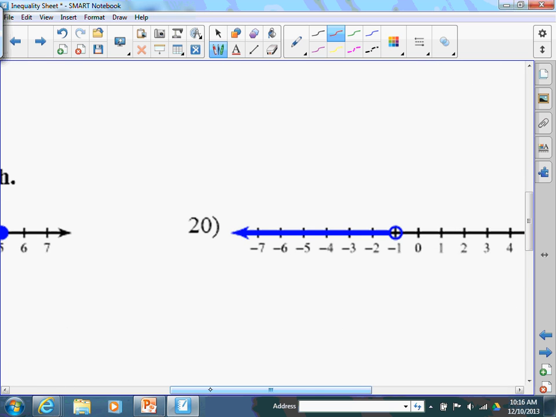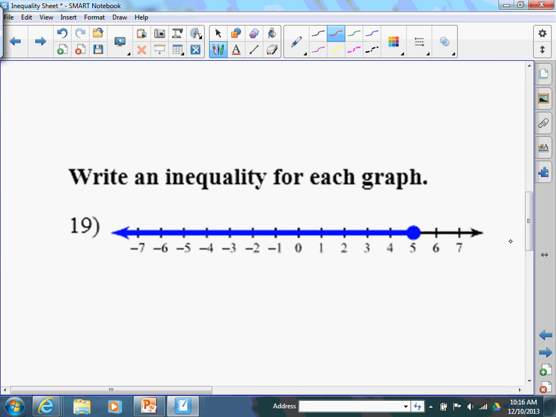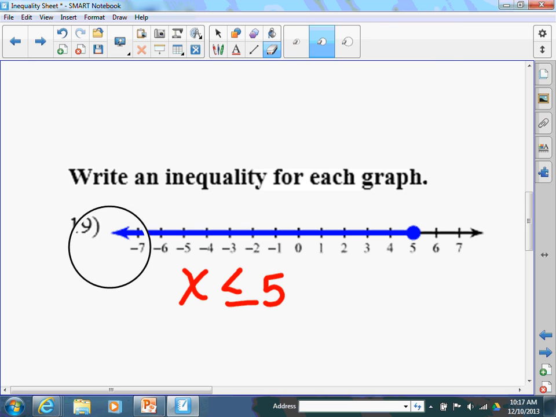Okay, now, 19 through 24, you're supposed to give me the inequality. So we're going to use X. What symbol? Less than, greater than, less than or equal to, greater than or equal to? Less than or equal to, and what number goes here? Now, why did you use less than or equal to? Because it's equal to, and you have to use the point. See how the arrow's pointing right there? See on this arrow where it's pointing? There's your symbol right there.